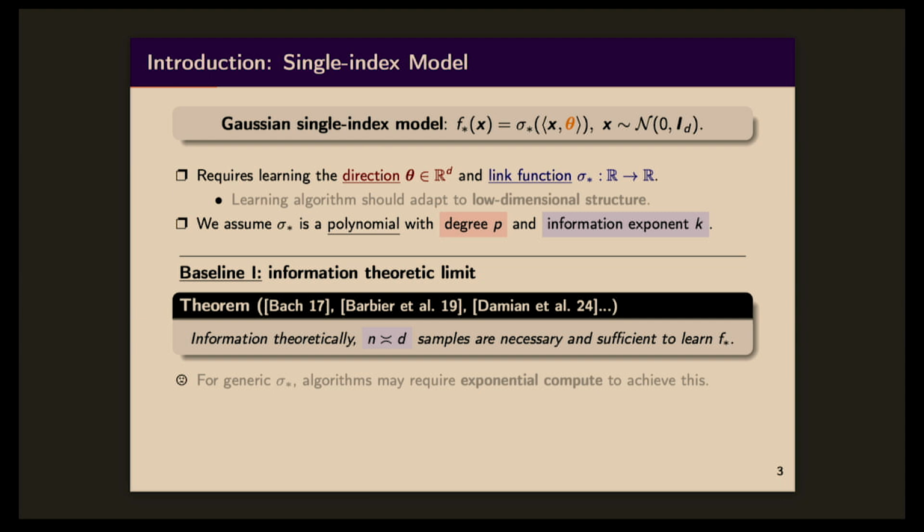This information theoretic limit does not entail that there's a tractable algorithm. So it's possible that without knowing the structure of the link function, you need to spend exponential compute in order to obtain this optimal statistical complexity.